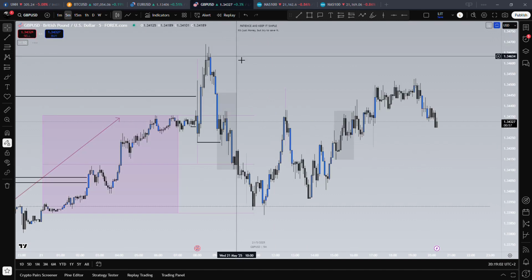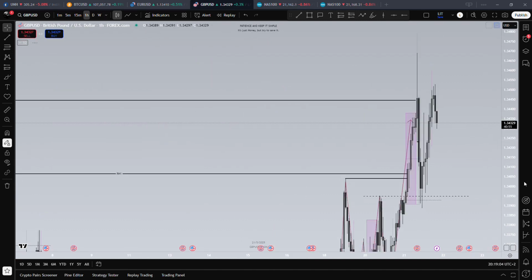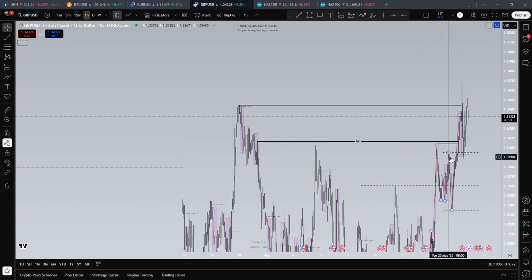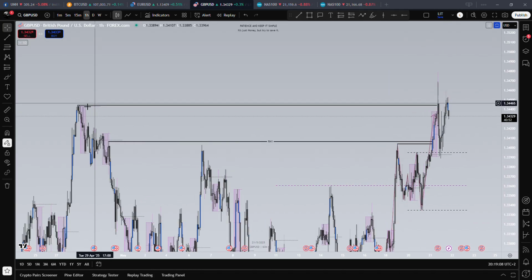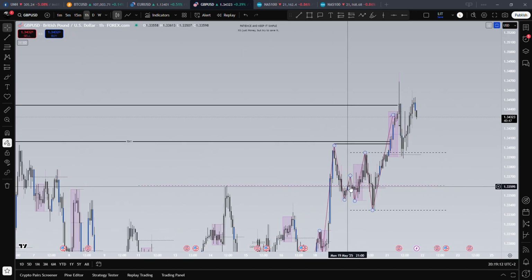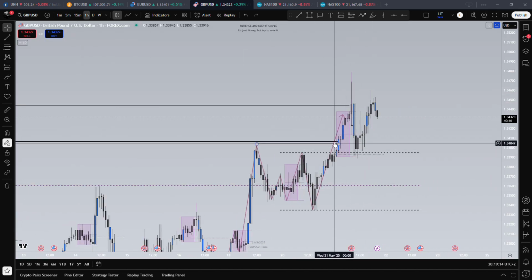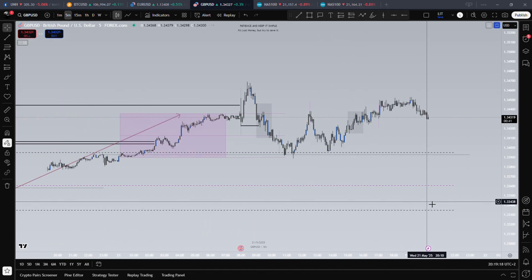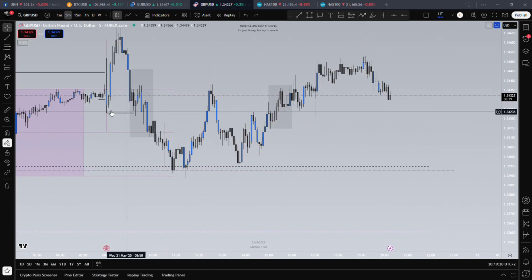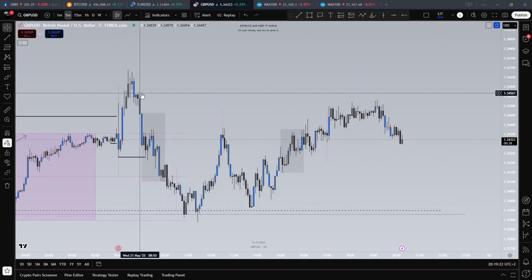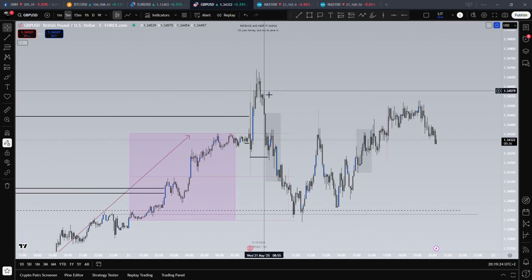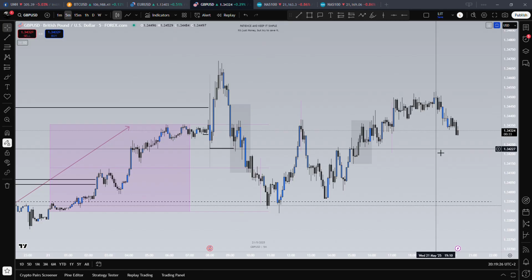Let me see if GBP/USD, yeah. Here I didn't look for anything because this had no liquidity. The liquidity was here, and maybe I could have looked for a sell, but I was expecting this to be taken and it never took that, so nothing else.